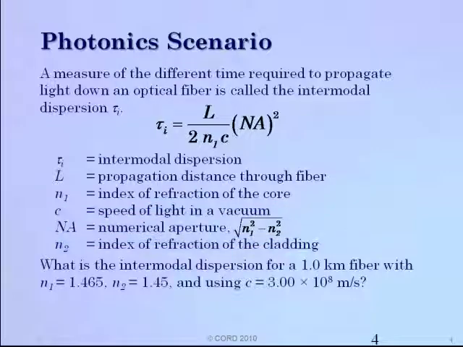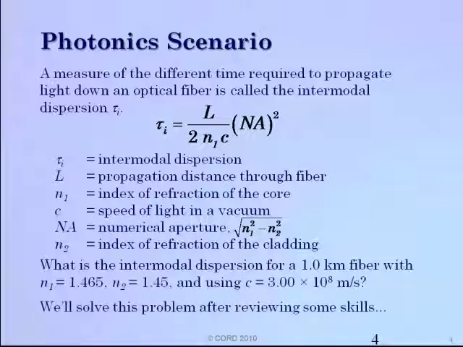And you're asked to find out what is the intermodal dispersion for a 1 kilometer fiber with two values of n1 and n2 given there and using the speed of light. And we'll come back to that after we've reviewed some of the skills necessary to solve that problem.